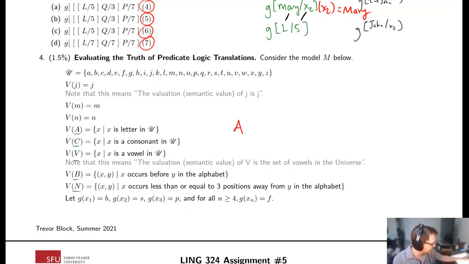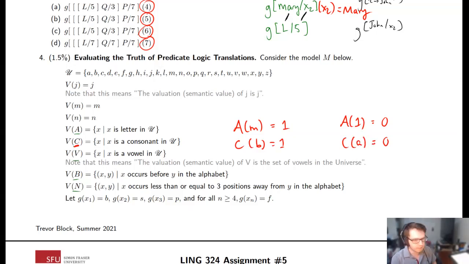So if we say A of M, this is saying M is a letter. And that would be true because M is a letter. But if we said A of 1, that would be false because 1 is not a letter. And then this one is saying anything that C is a consonant. So C of B is true, but C of A would be false because A is not a consonant, A is a vowel. And then we could do the same with V, and then B and N are two-place predicates. So B is about what occurs before in the alphabet, and N is about what's near something else in the alphabet.